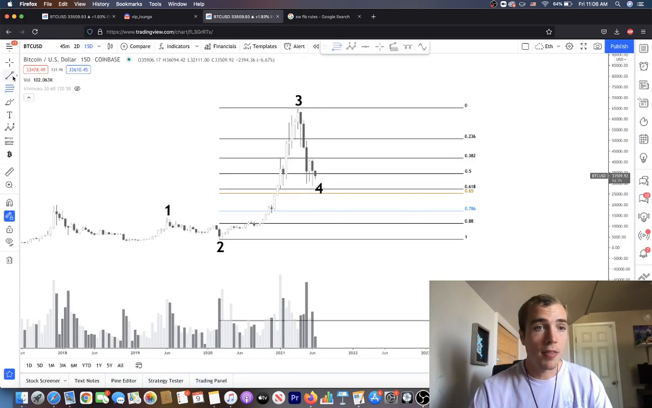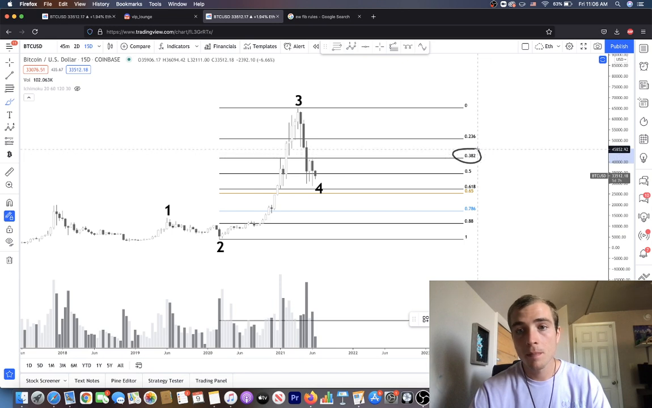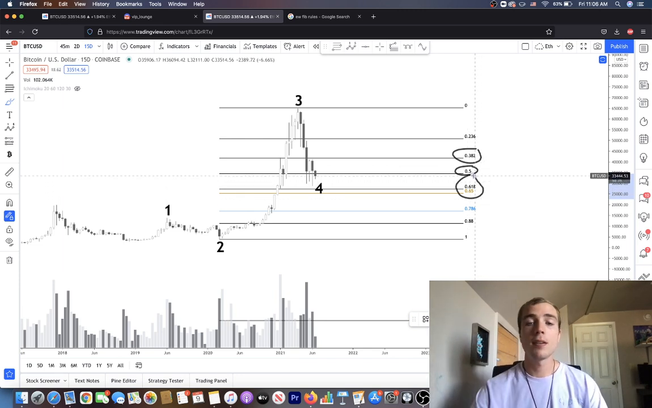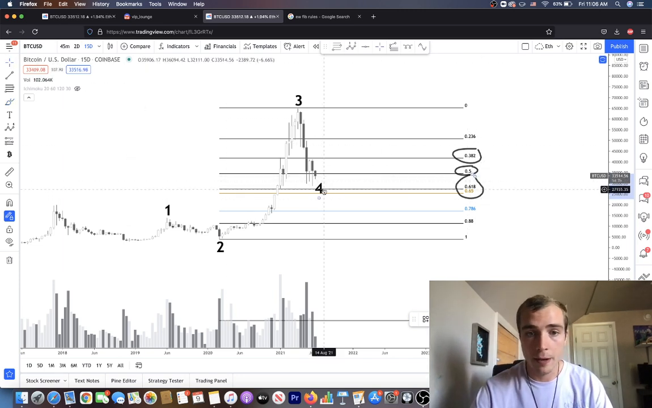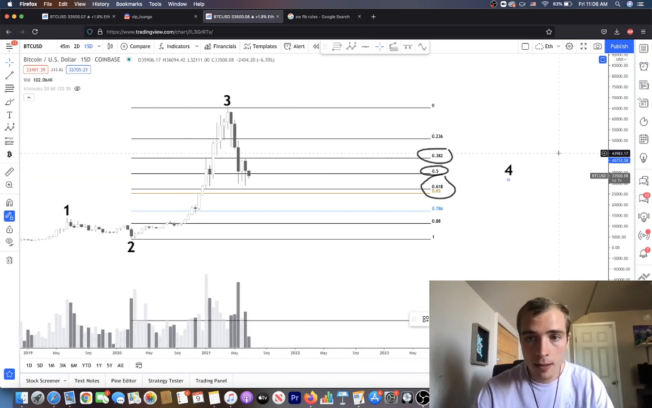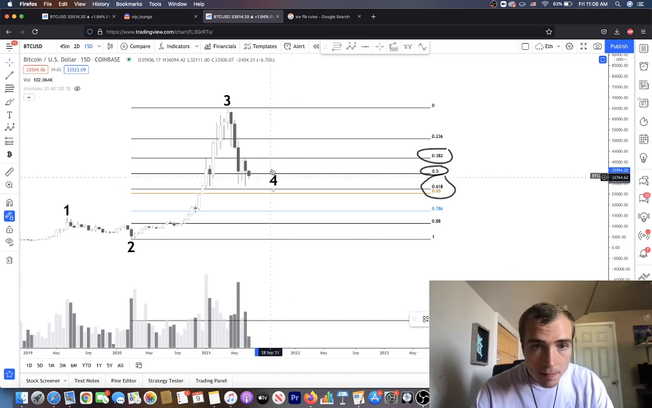So if we look at these levels, what do we see right away? 382, 50%, .618. Now look at where current prices are in Bitcoin. We can move this 4 wave out of the way just a little bit here. Zoom in. Bring it back.